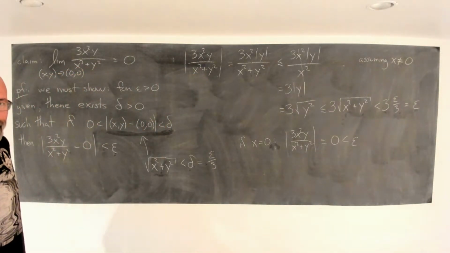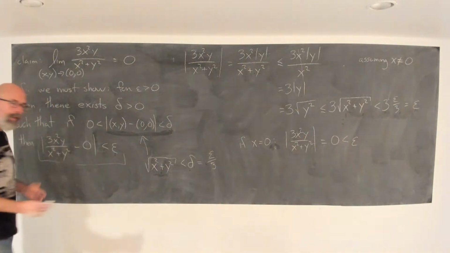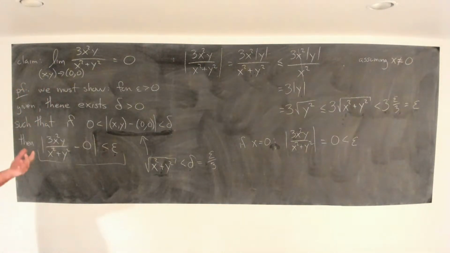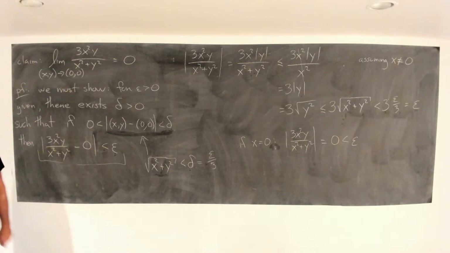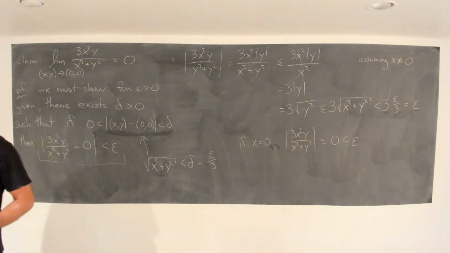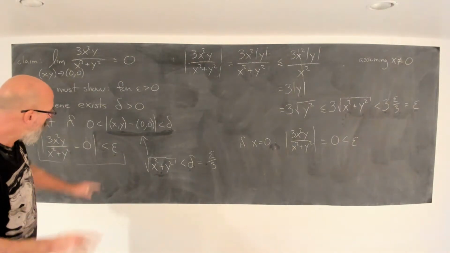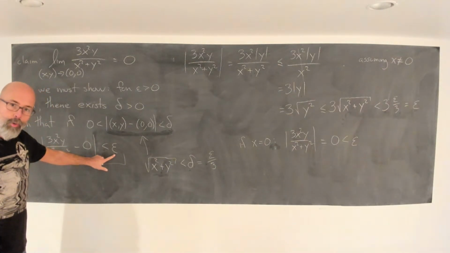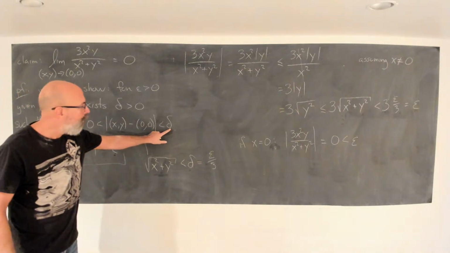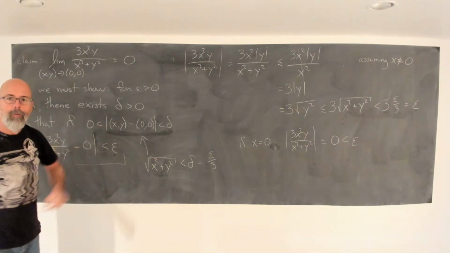So the goal is to make this, this is our goal. Right? I mean, that's why I keep writing it every single time, so that we don't lose track of our goal. You can set delta to be whatever you want. That's the thing. You have no control over epsilon, but you have complete control over delta, as long as it is bigger than 0.